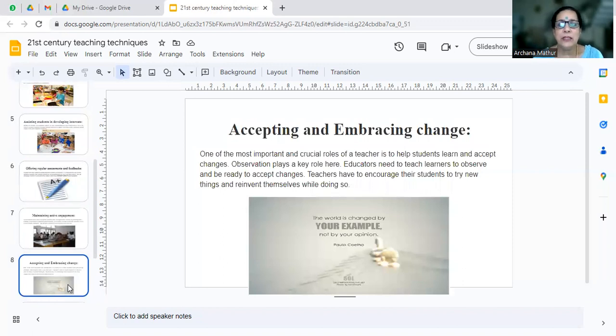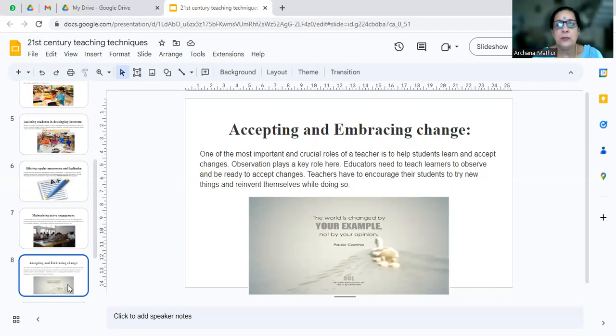Then we come to accepting and embracing change. I also remember another time when I was doing my B.Ed or maybe my master's, one of my teachers, maybe the HOD, said that change is the only permanent thing in the world. So it's an antithesis kind of thing, but yes, change is the only constant in this world. We need to have change. We need to accept that changes are going to occur, and we have to embrace and incorporate those changes in our lives.